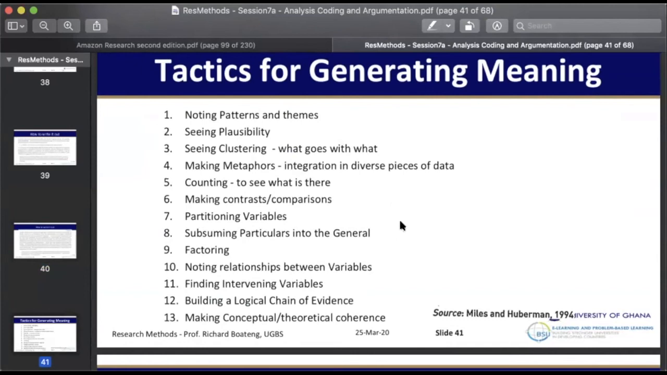For example, deepen relationship was something that we read earlier, but it came out of a number of discussions that we saw. Then you count to see what is there. So you compare here and here, and sometimes you may end up quantifying the number of times it takes place. Then partitioning the variables, sometimes breaking them down so that we can see the differences between them. This is happening here a lot. Partitioning the variables, the economic empowerment, you broke them down.